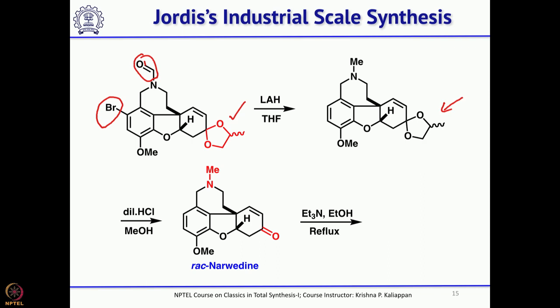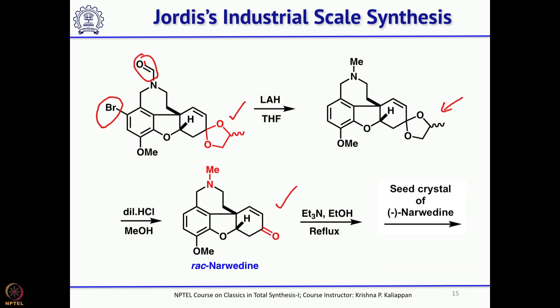Then they slowly added seeds of minus norvadine. They added the chiral one, the minus isomer, which they already have. That is seeding. Normally when you want to crystallize, you do the seeding. So they use this seeding technique with the naturally occurring isomer. Once you do that, it is possible to convert the racemic one into the same isomer.